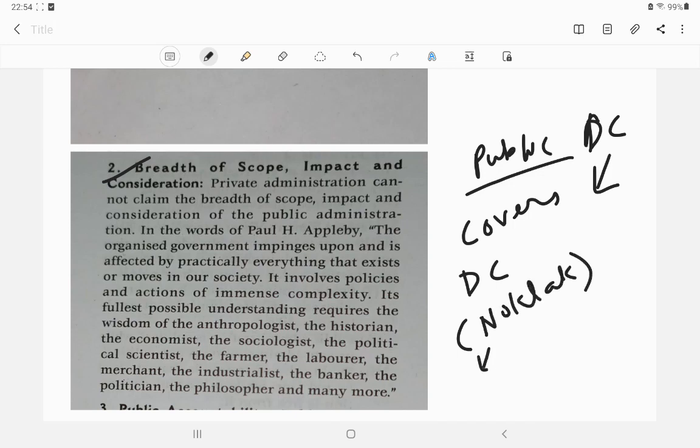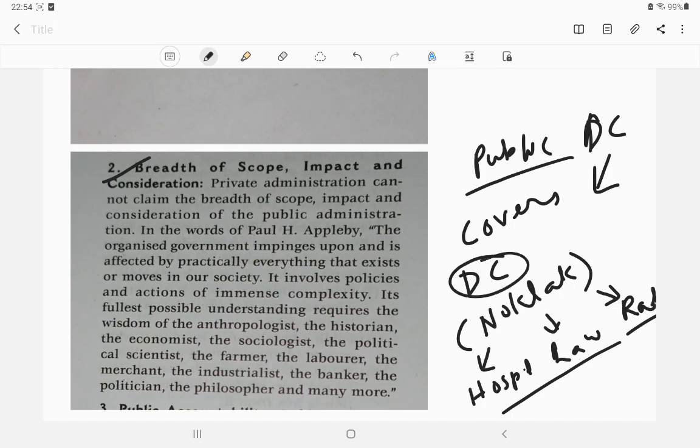So Noklak, for example hospital, administration, law and order, and also the roads, connectivity, everything is under the deputy commissioner. For example, he is the authority in the District Disaster Management Authority. He overlooks the district disaster, so he overlooks all the aspects.